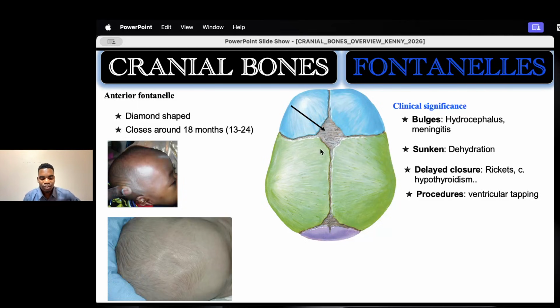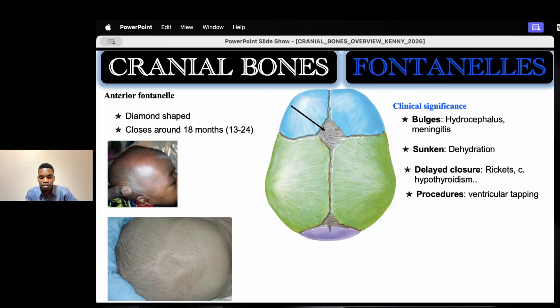And this region is also very important for draining the fluid within the brain. We have a fluid within the brain which is called the cerebrospinal fluid, CSF. At some point we need to drain this fluid, either for investigation purposes, to check it in the lab, or for treatment purposes, to relieve the increased intracranial pressure.